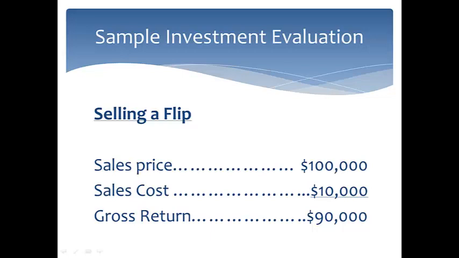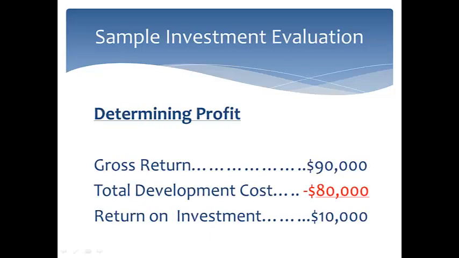Our typical sales cost includes listing agent, buyer's agent, and closing costs, which is roughly about 10%, giving us a gross return of $90,000. If you put that again into percentages, 100% is your sales price, sales cost of 10, you have a gross return of 90. So for us to determine our return on investment or profit, we take our gross return, which is 90, minus our total development cost, which is $80,000, and now we have a $10,000 return on investment, or 10% of the total development cost.